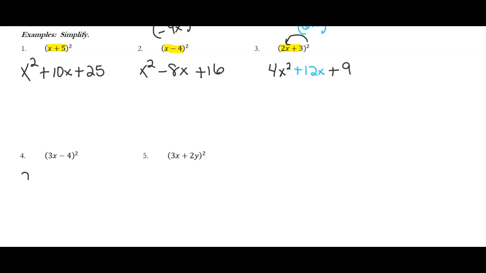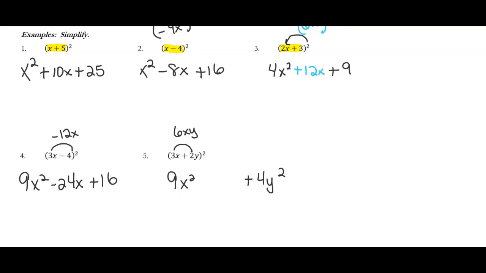All right, so you should have gotten 9x squared plus 16. And remember, we do 3x times 4, which is a negative 12x. But I need to double that, so it's negative 24x. All right, here, that's going to give me 9x squared and a plus 4y squared. Because remember, you have to square the number and the variable. And then when I multiply those together, I get a 6xy. But then I have to double it, so it's a 12xy.